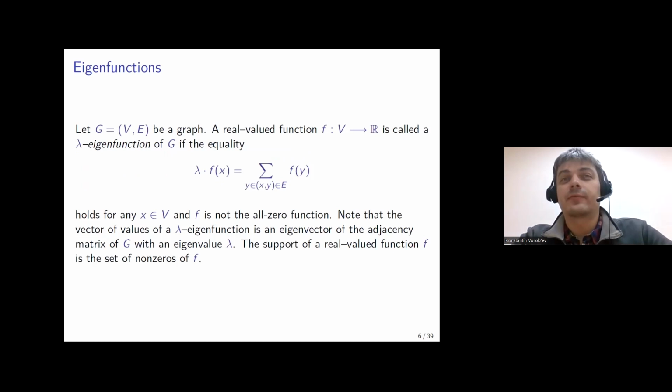If you have a graph, we have a real-valued function defined on the vertices of the graph. This function is called a lambda-eigenfunction if the following equality holds. On the left side, we have lambda multiplied by f(x), and on the right side, we have the sum of values of f over all neighbors of x in the graph. So actually, it is the same as the eigenvector, but in the language of functions.